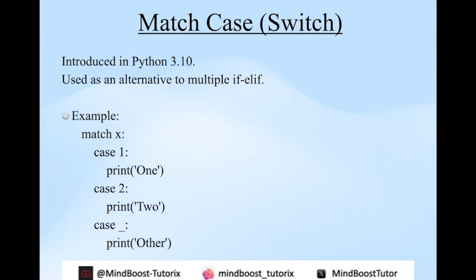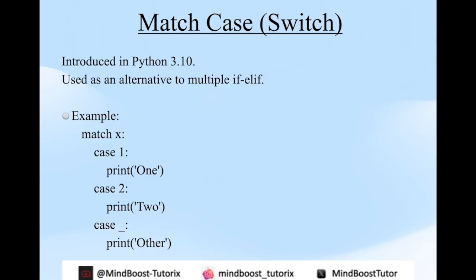So we have match case. You cannot see match cases before Python 3.10, because it was not present in the versions before 3.10. But now, from 3.10, it is available. It is like an alternative to multiple if else conditions, right? You can check out one example here.